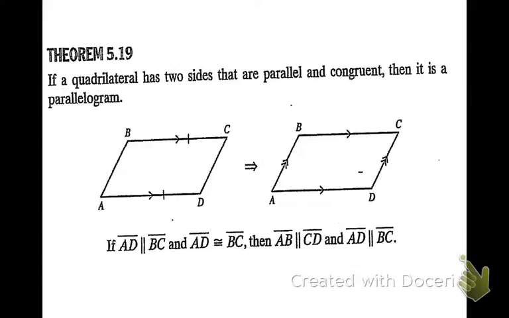If a quadrilateral has two sides that are parallel and congruent, then it's a parallelogram. There's a fourth way. So now you don't have to have both pairs of sides having something. It's just one pair of sides. If it is parallel and congruent, then we have a parallelogram.